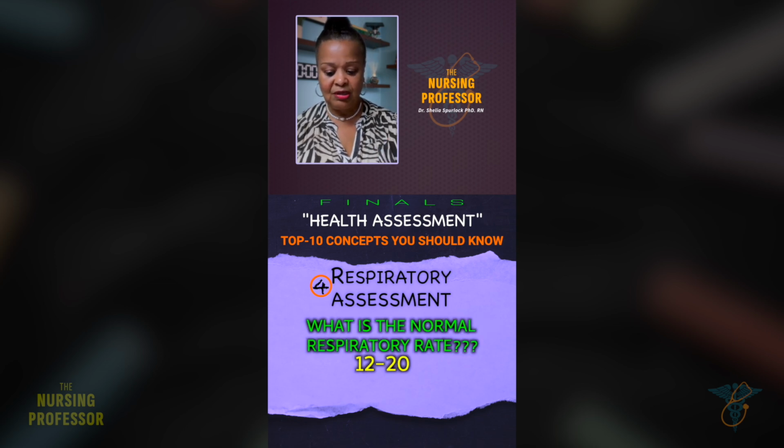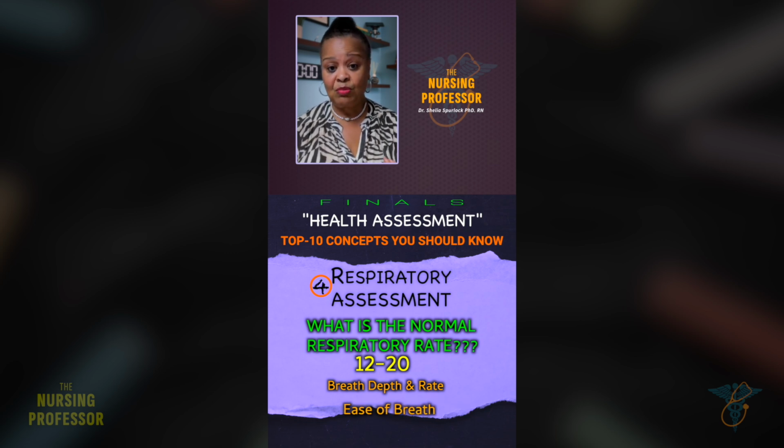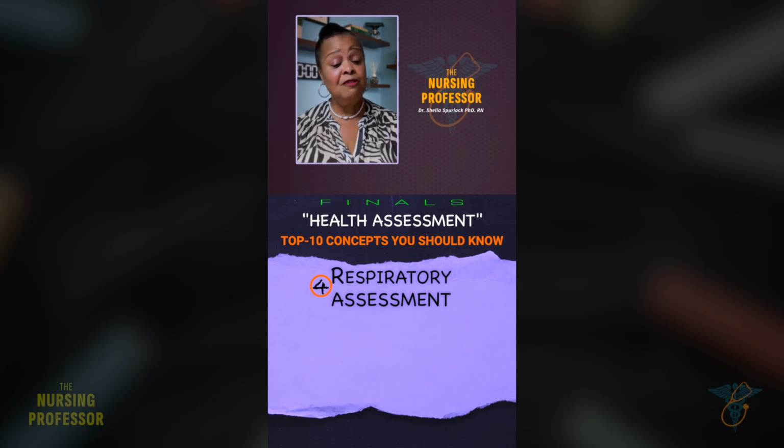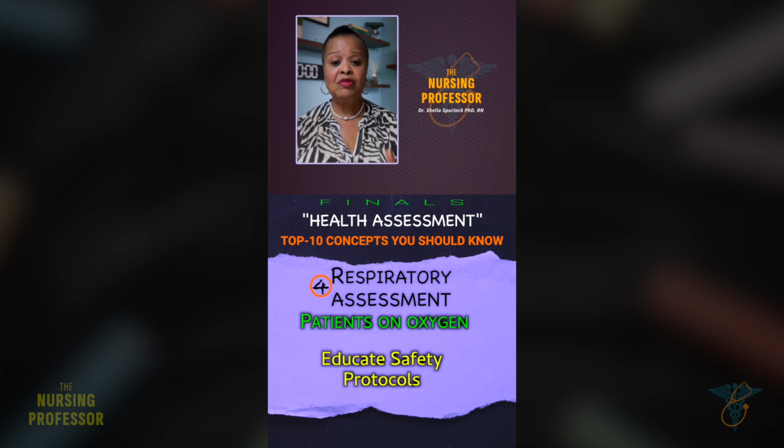You want to be able to look at the rate, the depth of when a person takes a breath, and the ease of breathing. You know, are they using accessory muscles, or does it seem like they're putting in a lot of effort in order to breathe? If a person has on oxygen, you have to note that it's flammable, so you want to make sure that you teach people not to smoke around it or light candles or any of those types of things like that for safety.